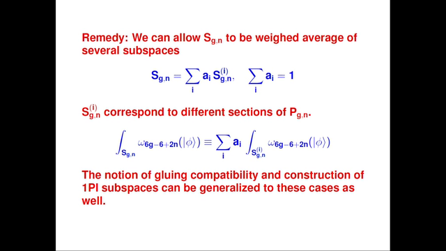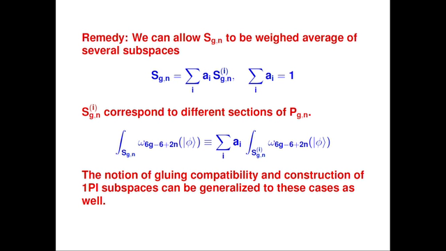The way we get around it is that we can in principle allow these sections SGN to be a weighted average of several subspaces, or several sections. We said that we choose a given section and integrate the omega over this section to get the off shell amplitude, but that is not necessary. Formally we can take SGN to be of this form, where each of the SiGN are sections and the Ai satisfy the sum over Ai equal to 1.